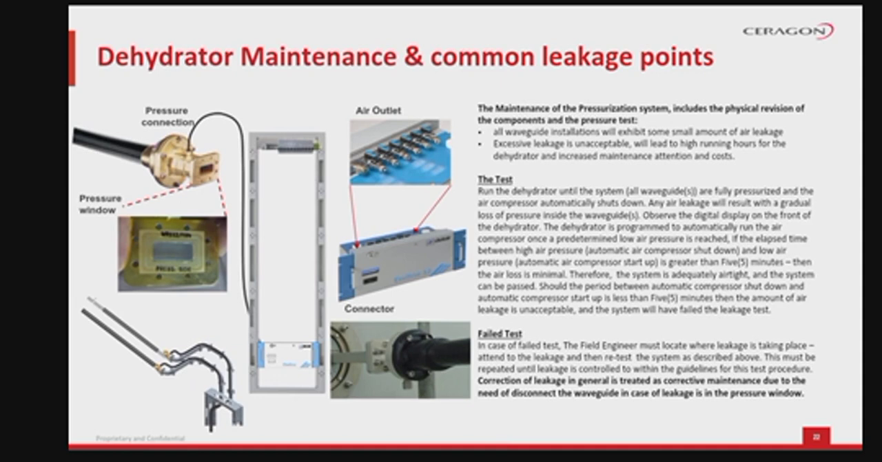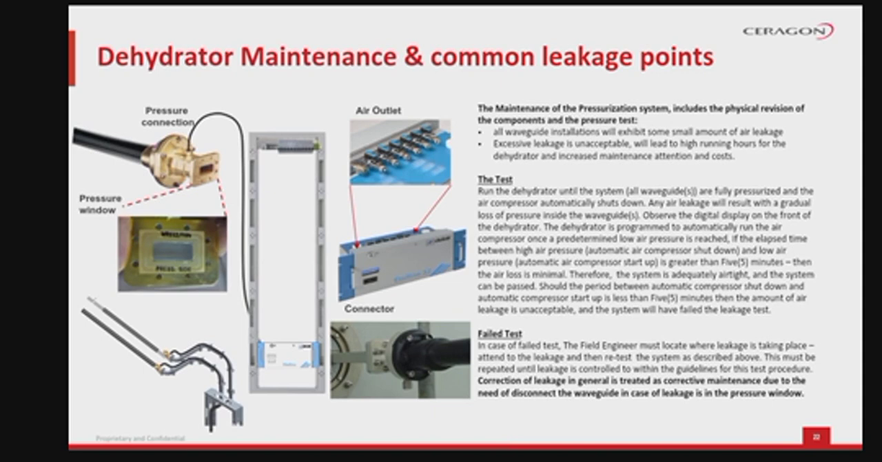The common leakage points in all indoor systems are the connector attachment, the pressure windows between connectors and branching, the air outlets, and the pressure connections. To find the leaking point, you can use soap diluted in water applied on the waveguide connectors and dehydrator connections so that the air leak will show soap bubbles.